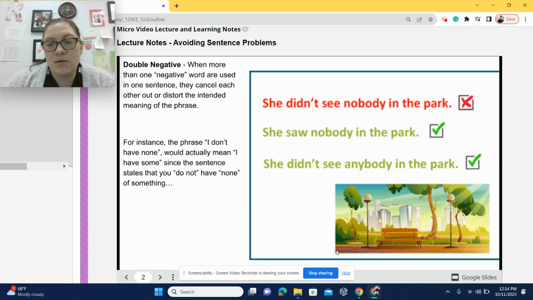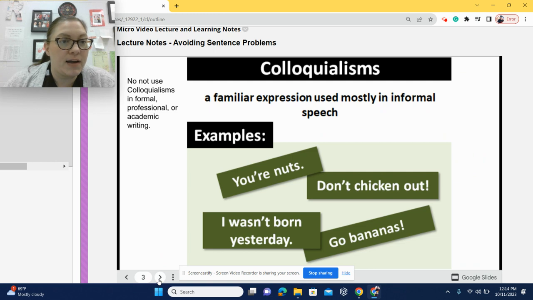So, in order to communicate what they're seeing in their reality, which is that they're not seeing anyone, you could either say she saw nobody in the park or she didn't see anybody in the park. But you would not say she didn't see nobody because didn't is a negative word, nobody is a negative, and they cancel each other out. So, make sure you're not using double negatives whenever you write.